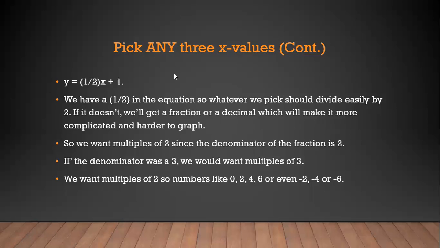Like, for example, let's look down here. We want multiples of 2, like numbers like 0, 2, 4, and 6, right? 2, 4, 6, 8, 10, 12, 14, 16. These are all really good numbers. Again, 8's probably a little too big, so let's pick some small numbers. 0, 2, and 4 works. In fact, we can even pick negative numbers if we like them.